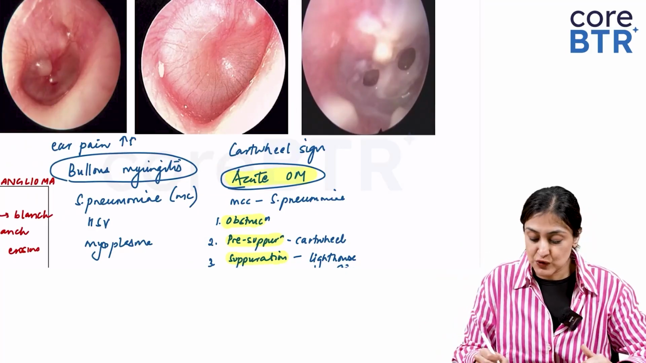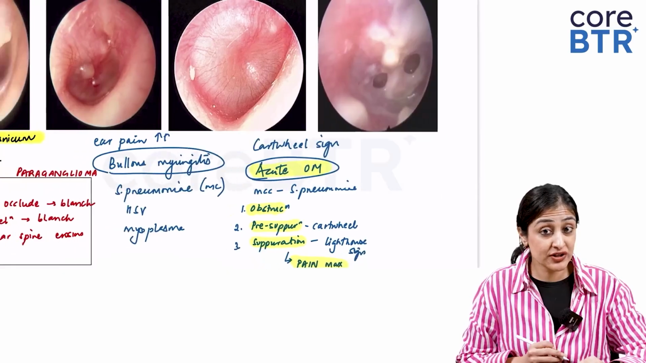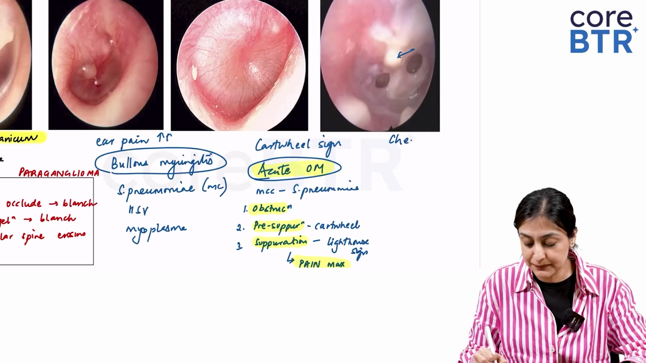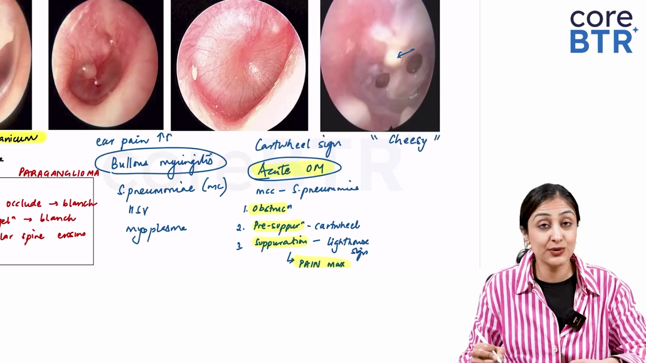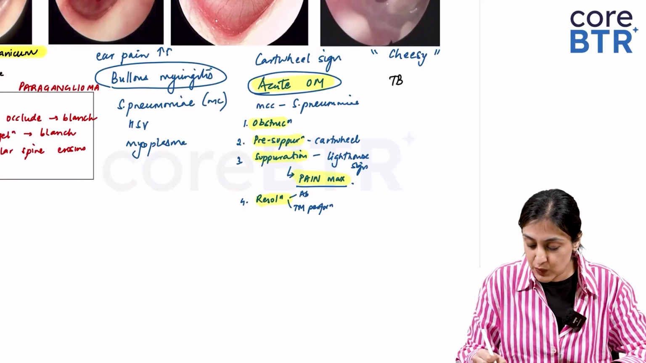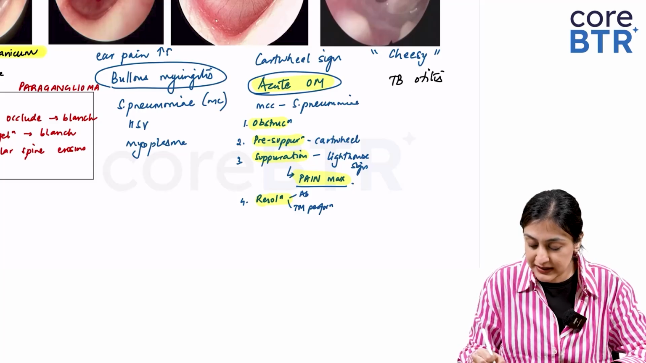Look at this. So this is where you can see two perforations, right? The perforations in the tympanic membrane, with white, cheesy material. What does that remind you of? Caseous necrosis, right? So TB. So this is TB otitis media.